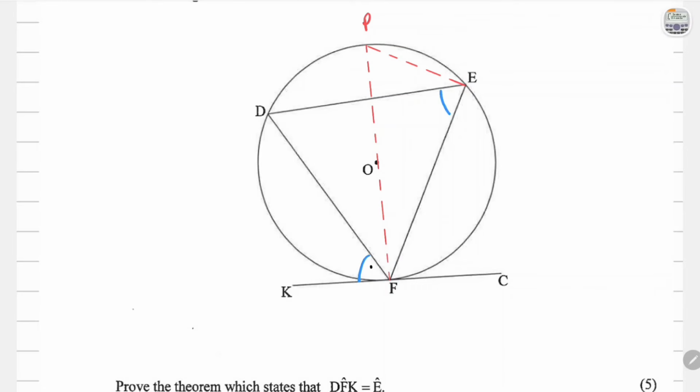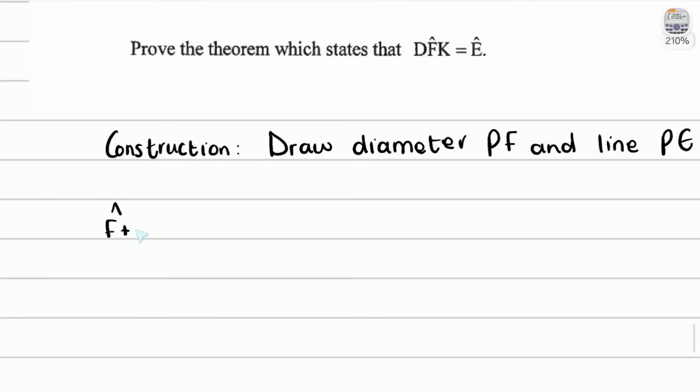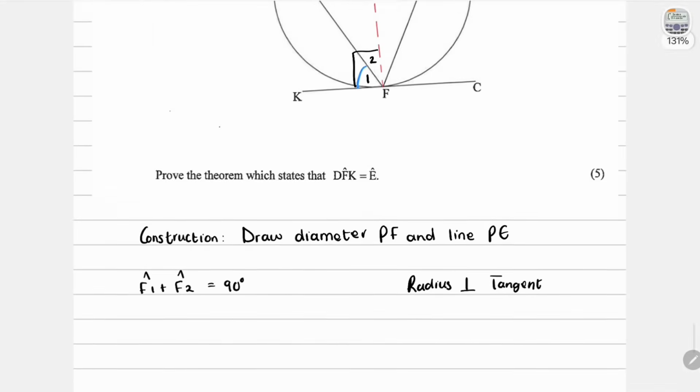So we can call this angle F1, and that's angle F2, and this is angle E1 and angle E2. So looking at angle F1 and angle F2, if we add them up, they will give us 90 degrees because the line from the center of the circle to a tangent is perpendicular to that tangent at the point of contact. So we can tell them that angle F1 plus angle F2, that they add up to 90 degrees. And that is because we have a radius being perpendicular to the tangent at the point of contact. Okay, so that is down first.